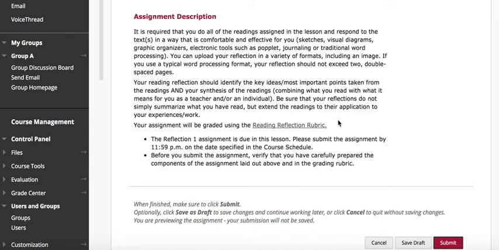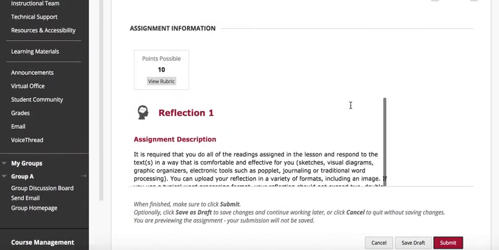And the 2 big ideas that you want to remember about your reading reflections are that your reading reflections should identify the key ideas and most important points that you've taken from the readings, but they also need to go beyond that to not just end as a summary, but include a synthesis, right? So combining what you read with what it means for you as a teacher or an individual, right? So making some clear connections to the text that you engage with and their application to your experiences and work. There's a rubric that you can reference as well for how your reading reflections will be graded.